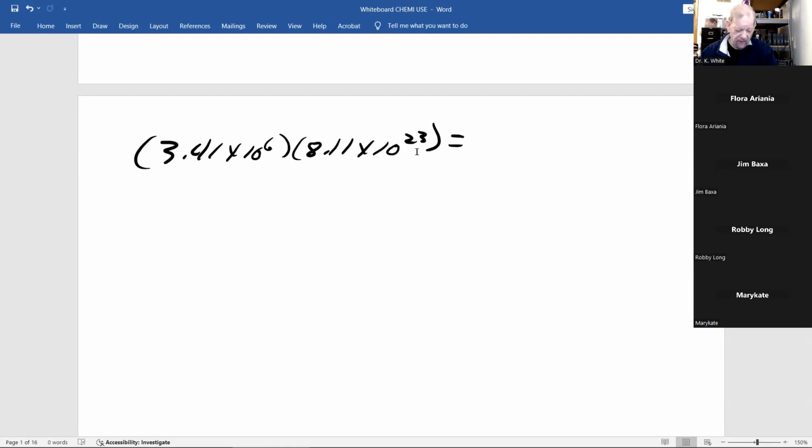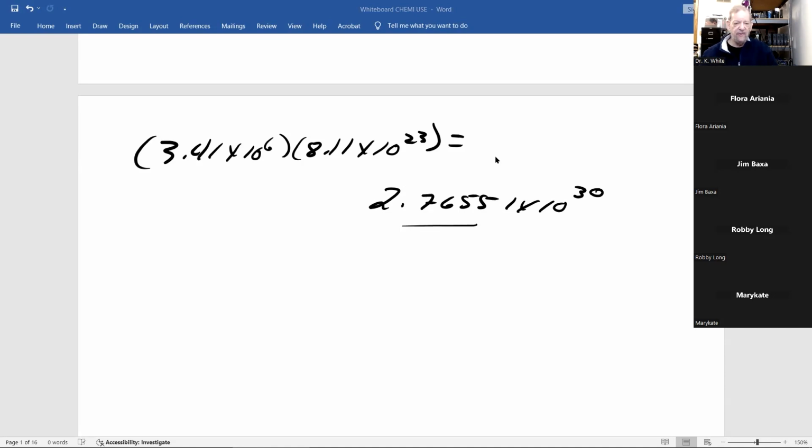3.14 blue double E 6 times 8.11 blue double E 23. Hit enter, and my calculator gives me this number. And if you wrote this number down as an answer, I take off a point because it's the wrong significant figures.